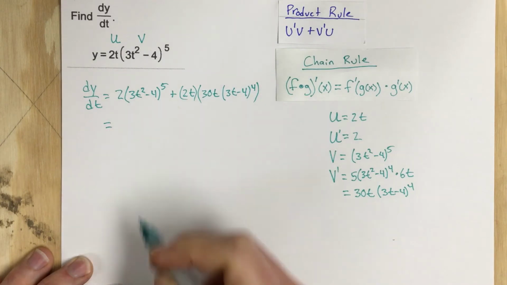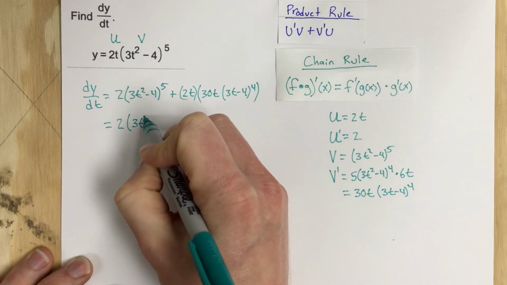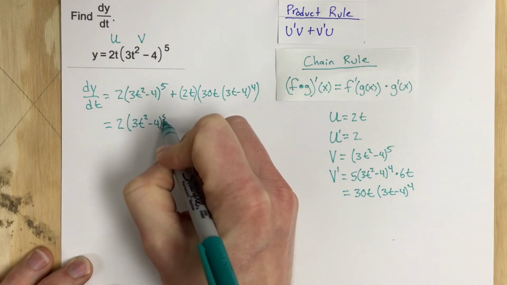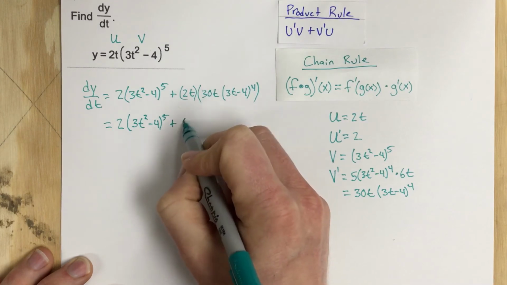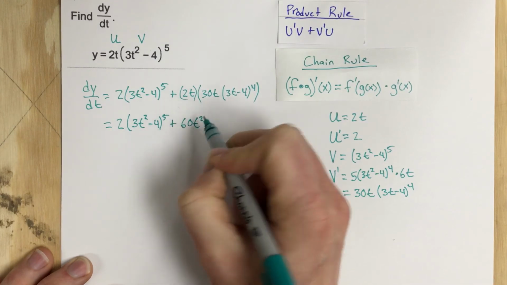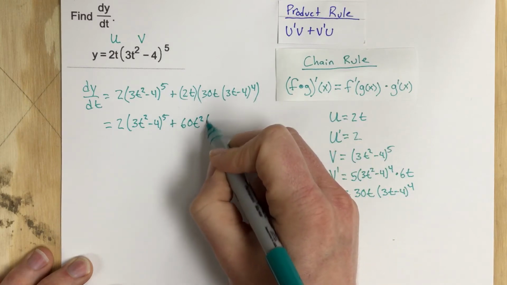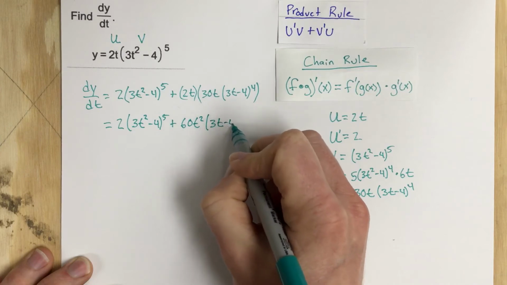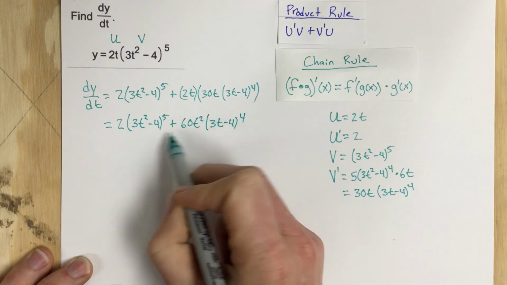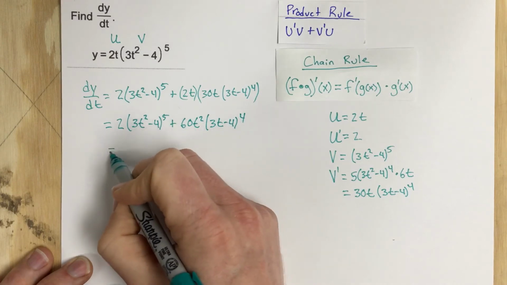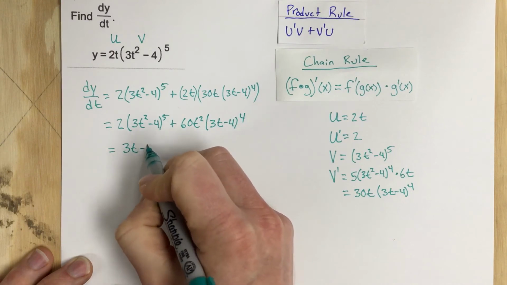Let's go ahead and start simplifying. We end up with 2 (3t squared minus 4) to the 5th, plus this will be 60t squared and then we have (3t squared minus 4) to the 4th. I'm going to factor out (3t squared minus 4) to the 4th.